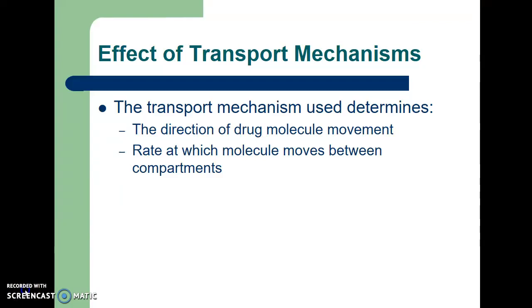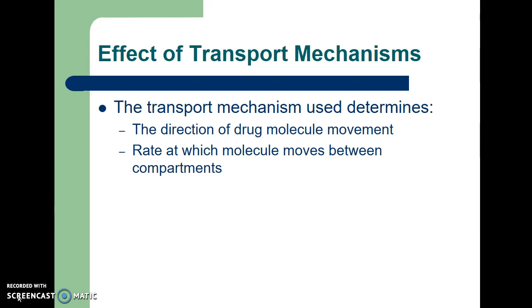The transport mechanism that a molecule uses to get across a cell membrane will have an effect on the direction of the drug molecule movement. Sometimes it's facilitated if there is a carrier molecule involved to direct it to one side of the cell membrane, as opposed to passive diffusion, where the molecules simply cross back and forth until they're of relatively equal concentration on either side of the membrane.